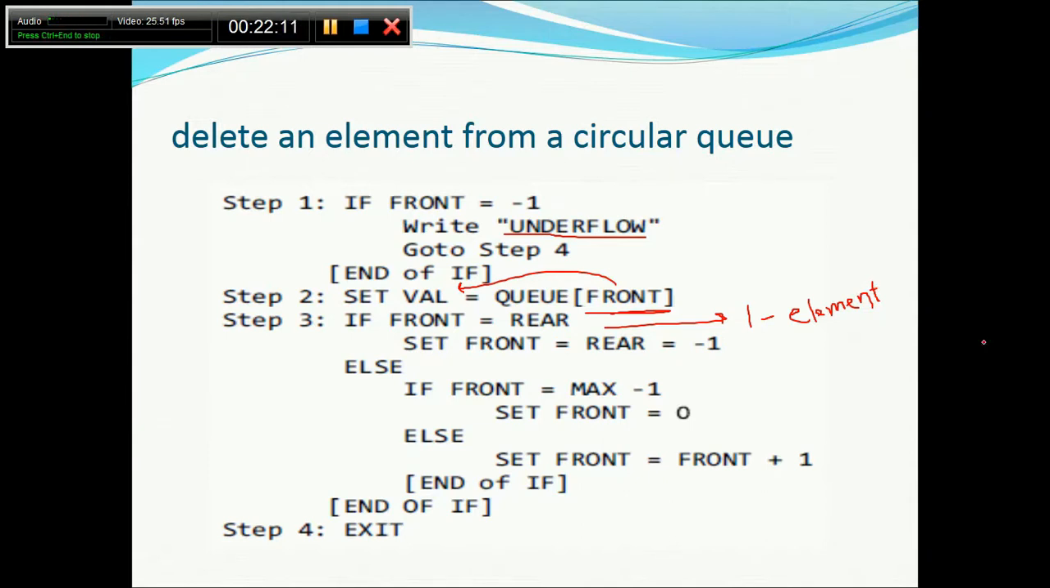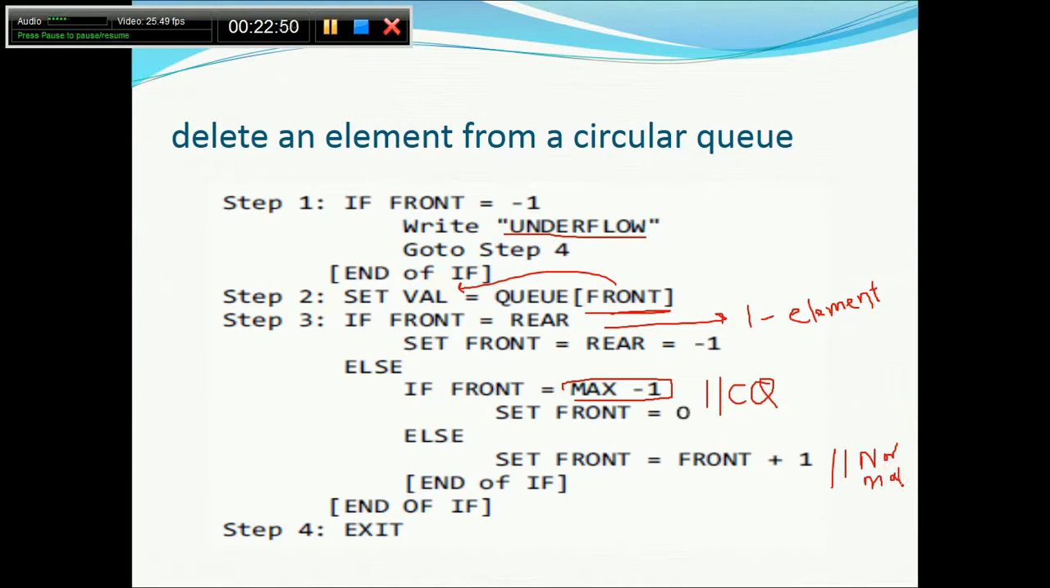Otherwise, if front is equal to max -1, the front is pointing to the last index, then you should make a circular movement, and the front should point to 0. From max -1 to 0 directly, that handles the circular queue. So we will not say it is empty, since a circular movement is possible. Otherwise, for the normal case, front is equal to front plus 1, that is the normal queue.